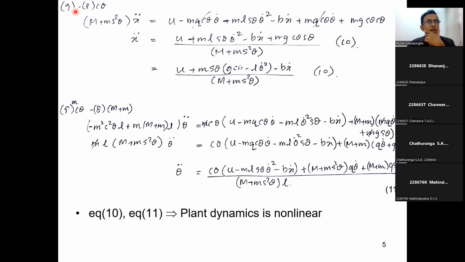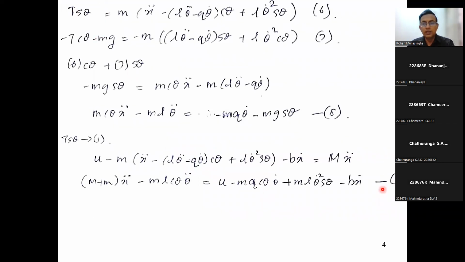Now what we do is we subtract equation 8 times cos theta from 9. So look at that one. We multiply equation 8 with cos theta and subtract from 9. So why do we do that? We can get rid of this theta double dot.